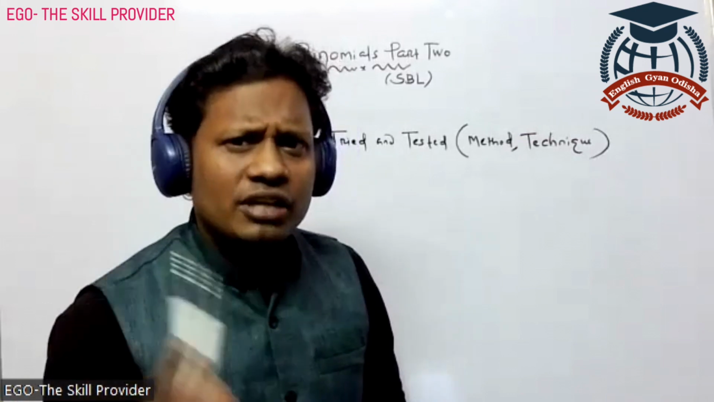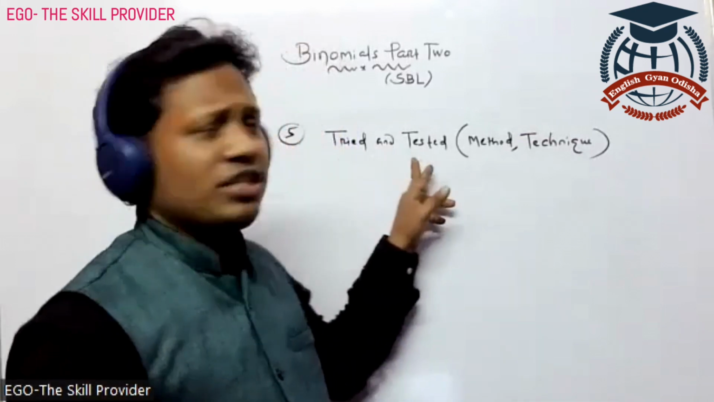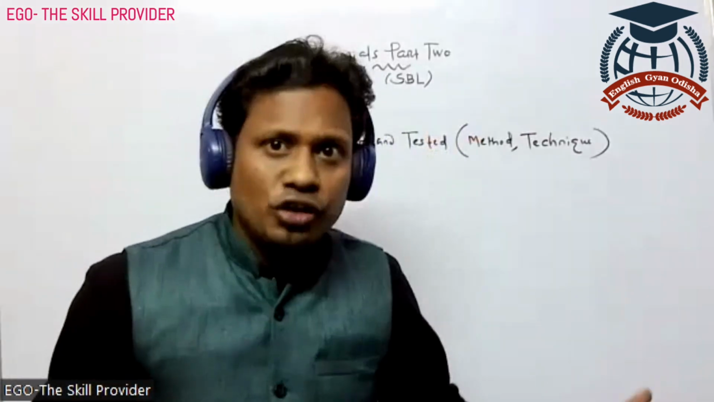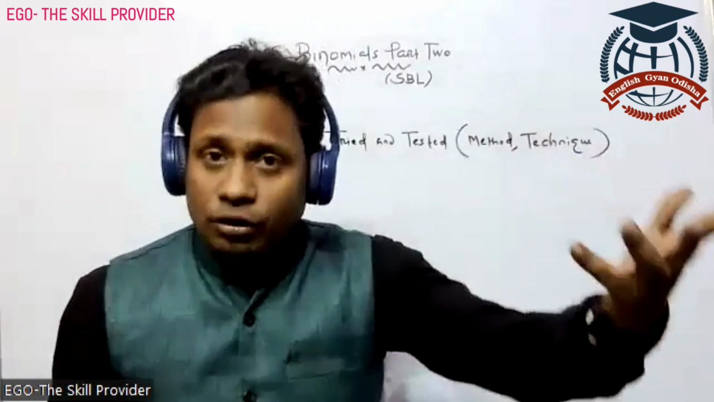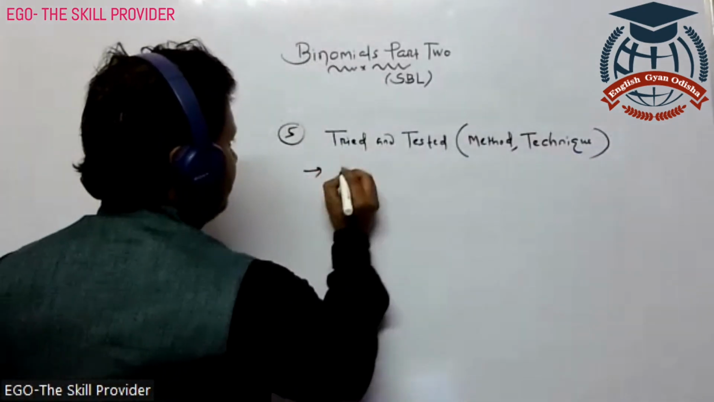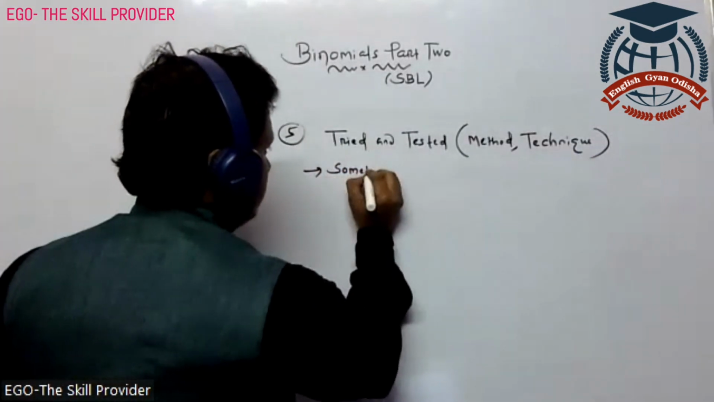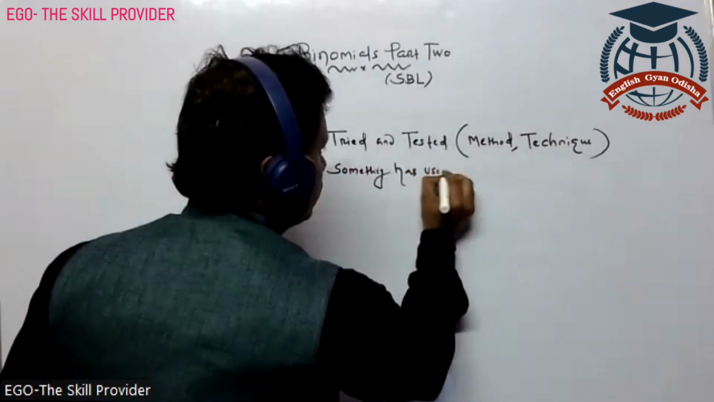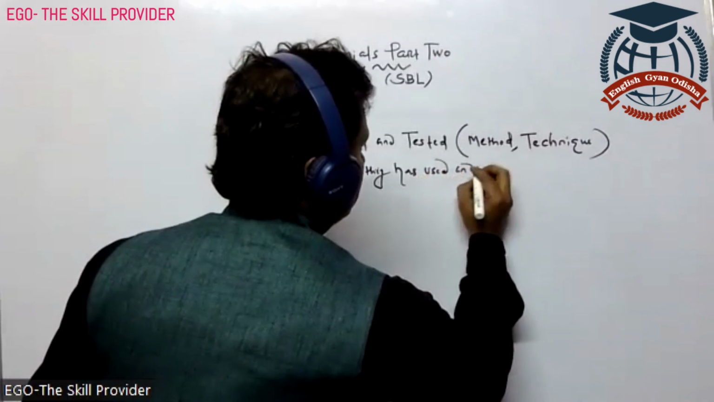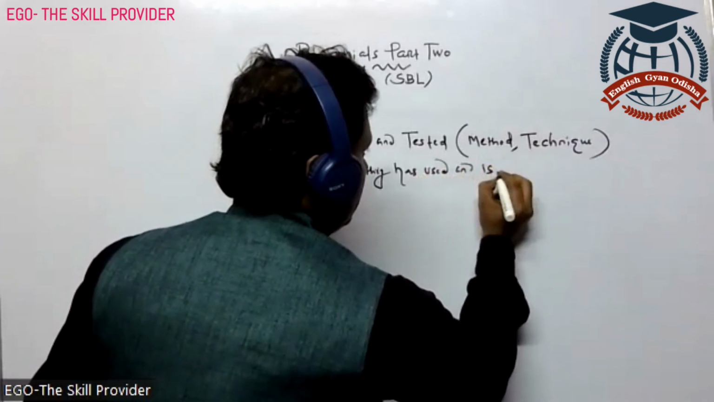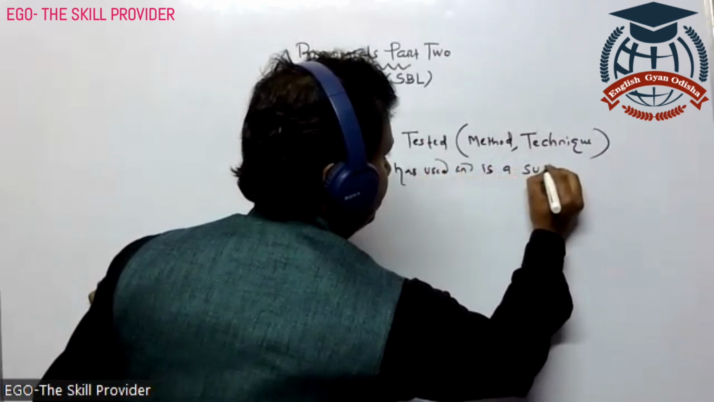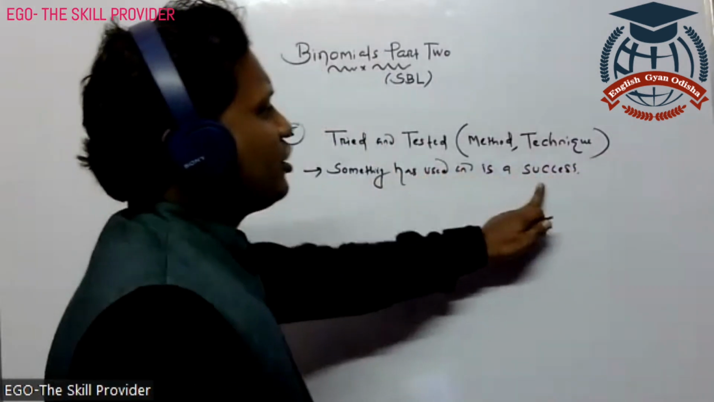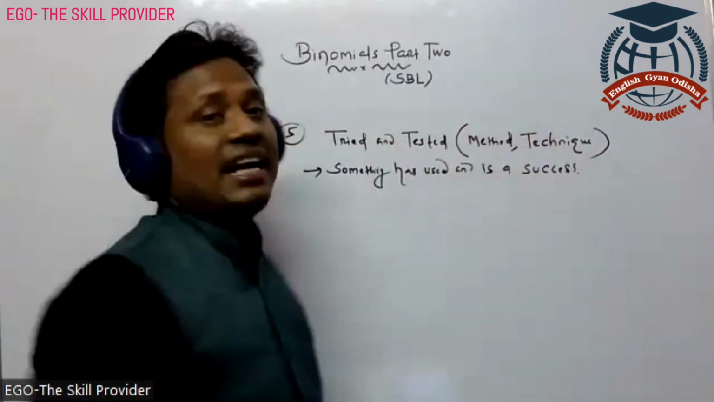So this is a time and tested method. That means this is a tried and tested. That means this particular things you have applied and you got success, and that's why you are trying to give it to others. So something has been used in the past and is a success, and that is something called tried and tested method.